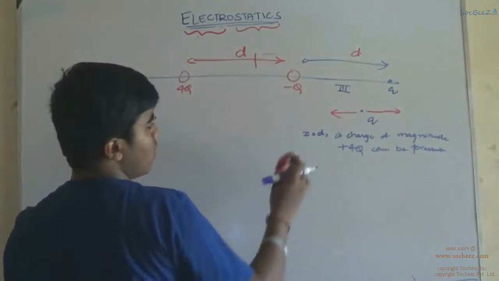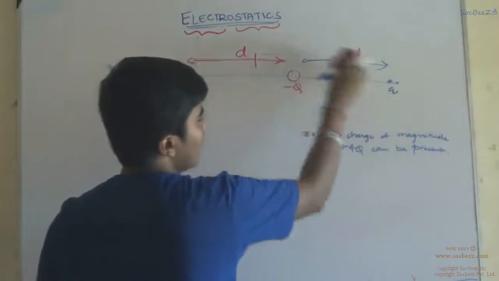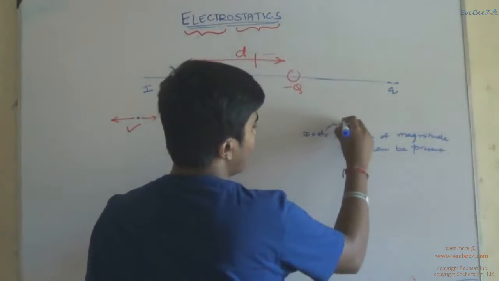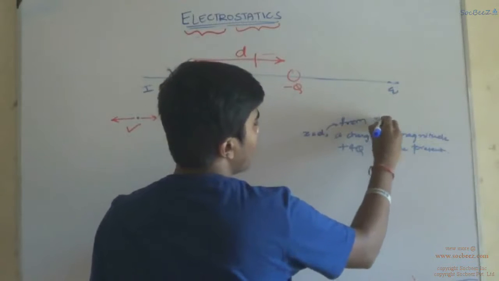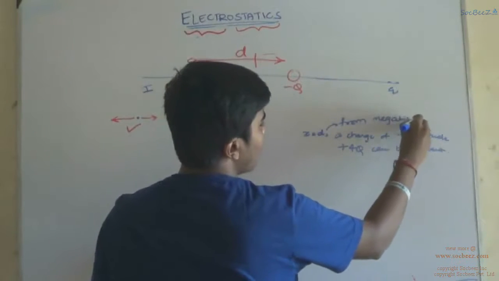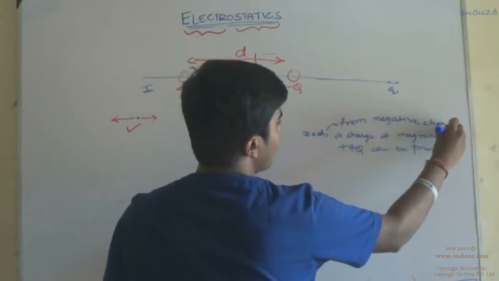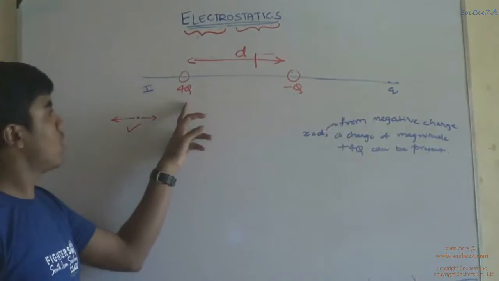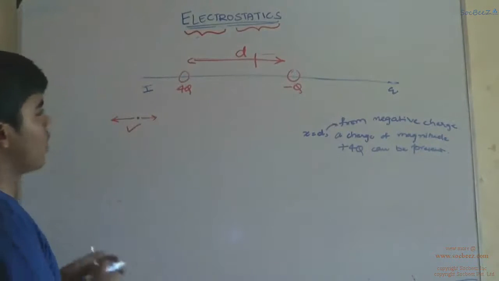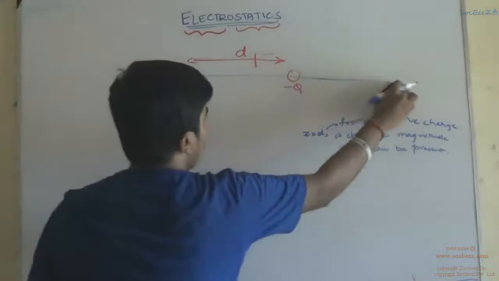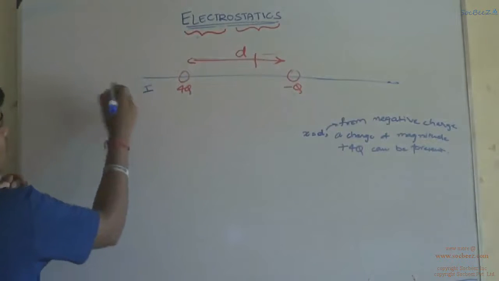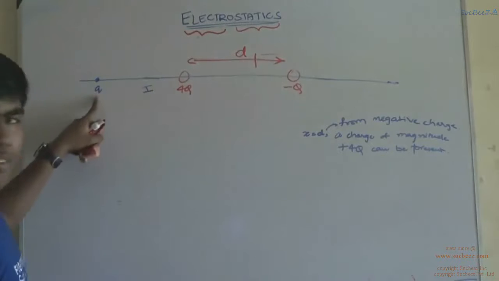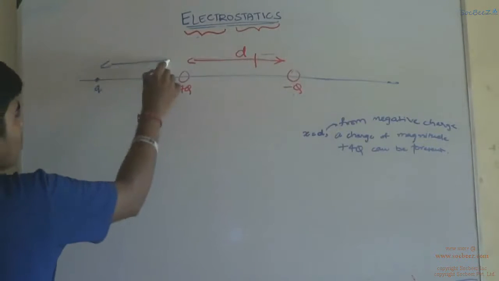Now the question is not yet over. Now we have analyzed this part. Now we erase off this x equal to d from negative charge. Okay, now the question comes: can there be a charge present on the first part? Let us see. Now let us consider a charge over here, say q, and let the distance be x.